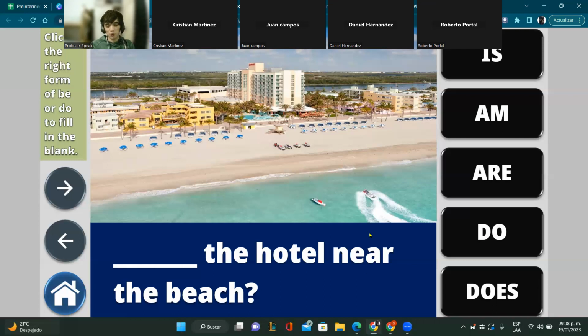Let's pay attention because we have diphthongs here. We have EA, and we have the same here. Esto se le conoce como diptongos. Los diptongos en inglés se pronuncian diferentes. Aquí nosotros podemos decir near. It's not near, it's near. So we're going to apply the same here. Near, beach. So, is the hotel near the beach? Yes, it is.